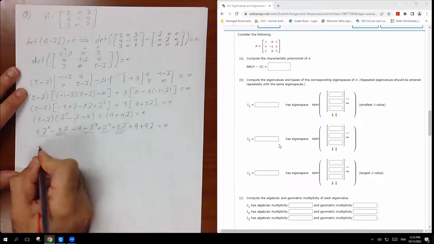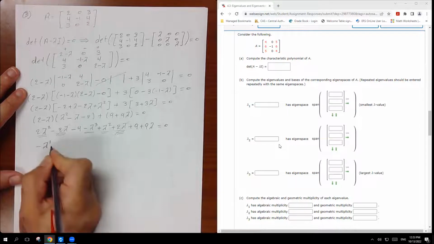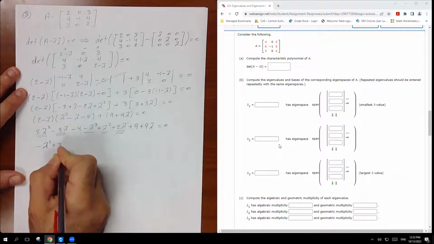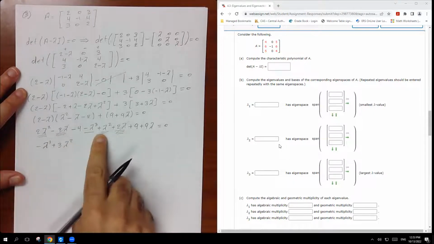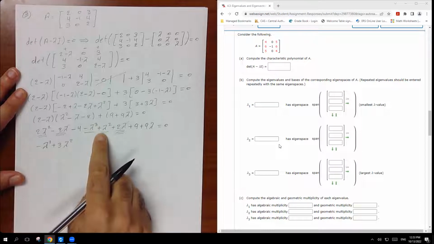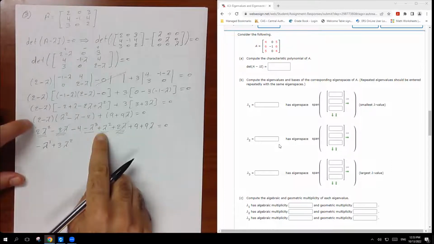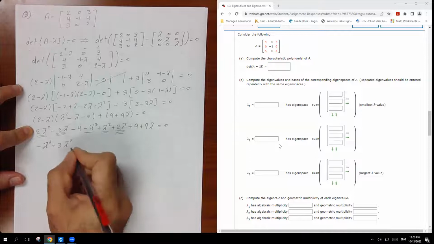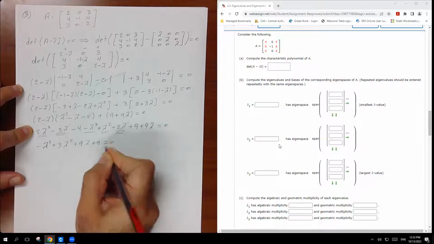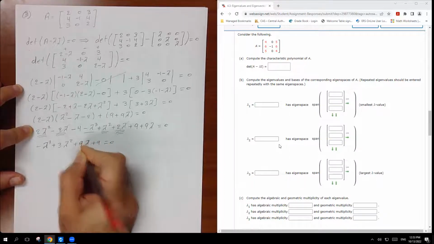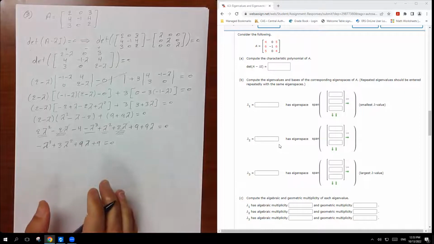That means it's going to be negative lambda cubed plus 3 lambda squared, because we have lambda squared here. This is also lambda squared. Oh yeah, we cancel the lambda. So it's going to be 3 lambda squared plus 9 lambda plus 9, equal to 0. And now we didn't finish, we're just finding the lambda.